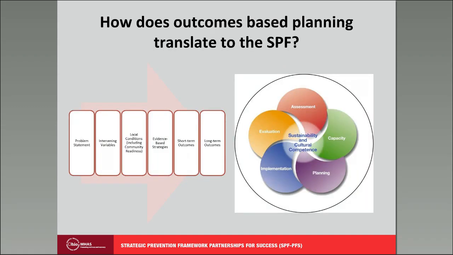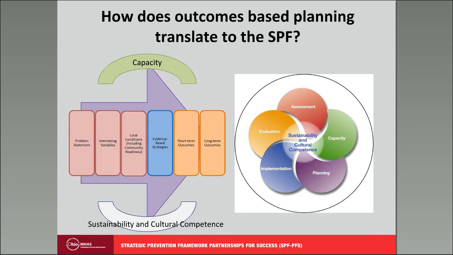So the question becomes, how does outcomes-based planning translate to the SPF? Take a minute and think about it. Where do all the pieces and parts of the outcome-based planning model fit with the SPF flower? We think they map on quite nicely.